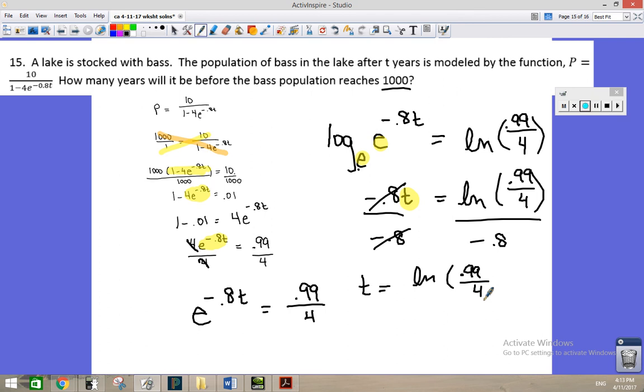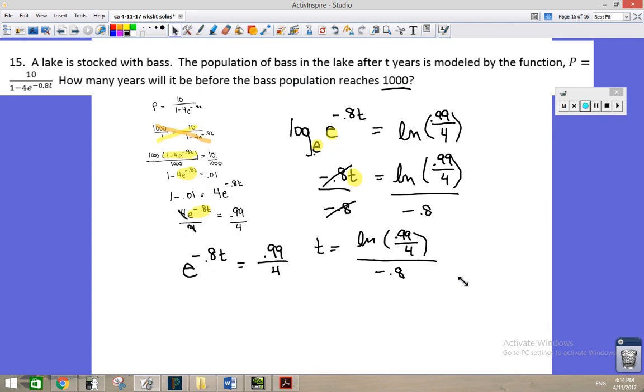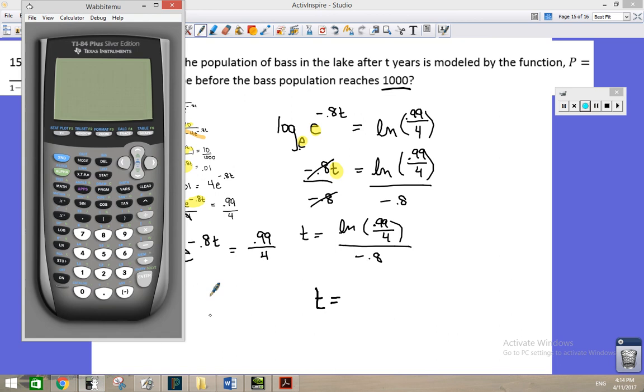They're probably going to want us to give a decimal number. This isn't going to help anybody understand how long it's going to take for our lake to be stocked with this 1,000 fish. So let's go to the calculator. We've got the natural log of 0.99 divided by 4. Close that parenthesis, then divide that by negative 0.8.